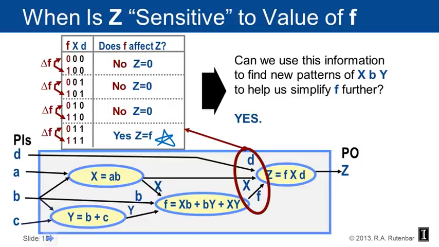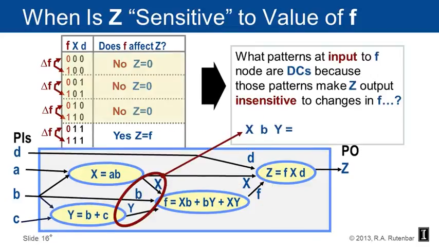So looking at what we now know about f and x and d, can we find some patterns to simplify x and b and y? And the answer is yes. So just to be clear, what patterns at the input of f are don't cares because they make the z output insensitive to changes in f? And again, it has to be values of x and b and y.